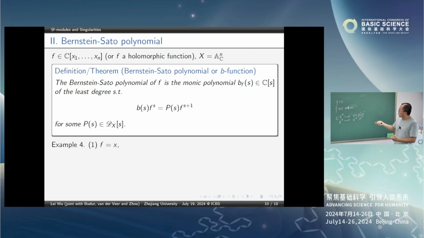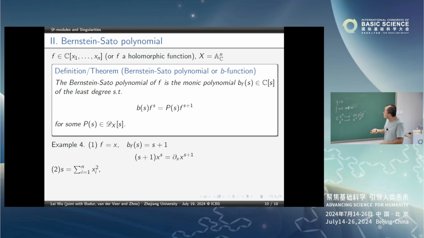Now let's look at some examples. If f is just the one coordinate x, then it's easy, right? b_f(s) is just s plus 1, because if you apply partial x to x to the power s plus 1, then by the chain rule the power drops by 1 and the power becomes a factor. When f is smooth, the calculation is very easy, so the b-function is very easy.